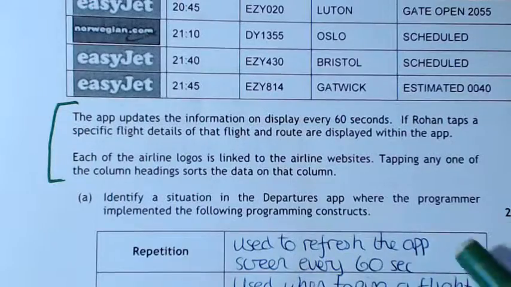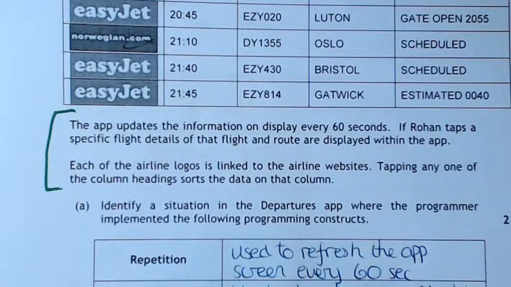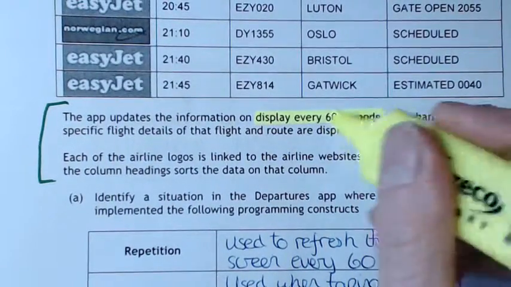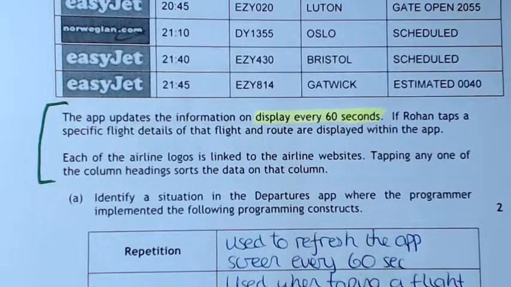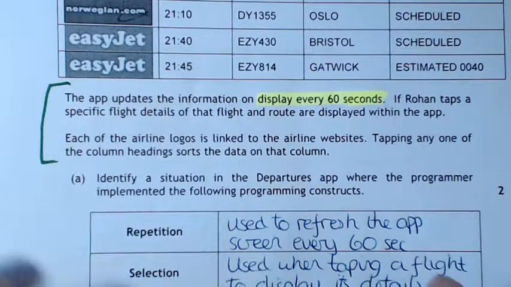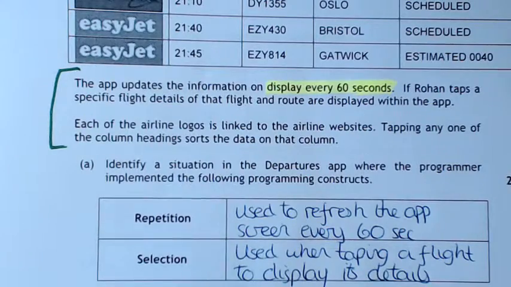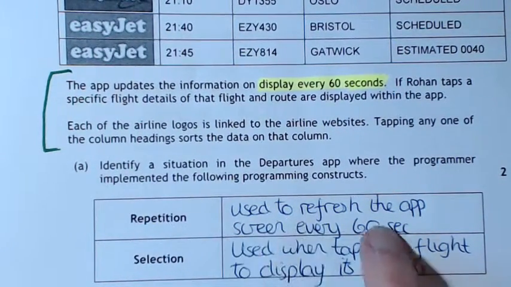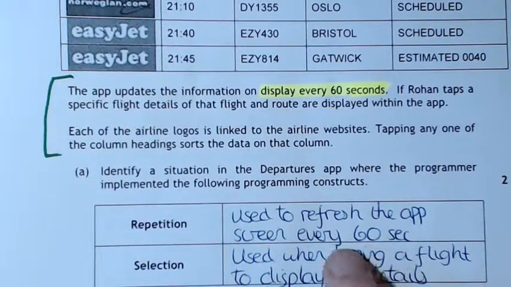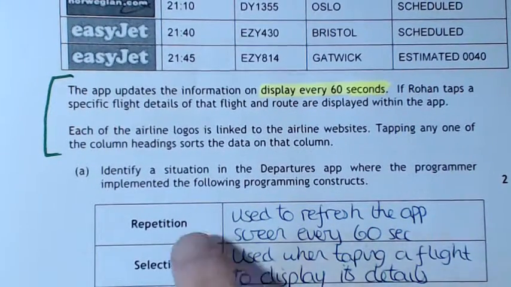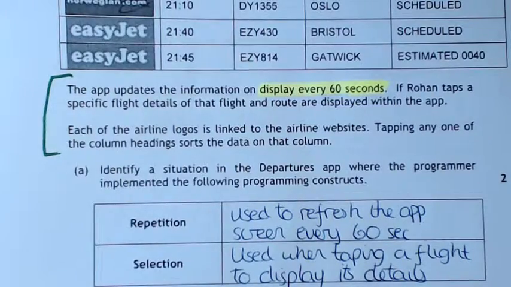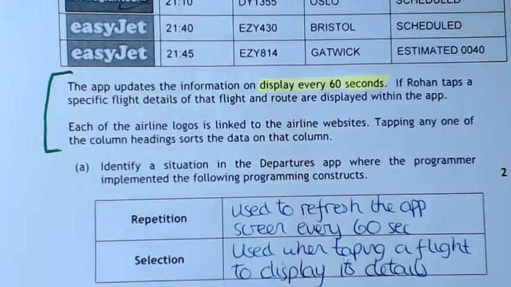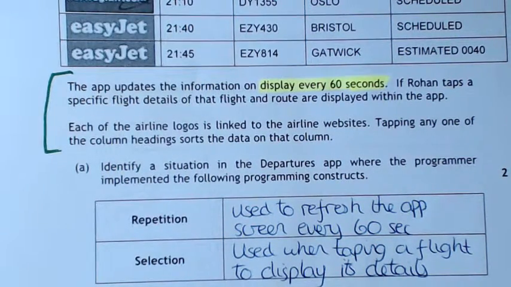Is there a repetition? Well, it displays every 60 seconds, so obviously there's a repeat. Just like the previous one, it says repeat for 6 sides, essentially. So this repetition is basically used to repeat or refresh the app screen every 60 seconds. So that'll be where the repetition comes in. The selection one would be when the person selects a flight and it gives you the flight details. So just basically used when tapping a flight to display its details.